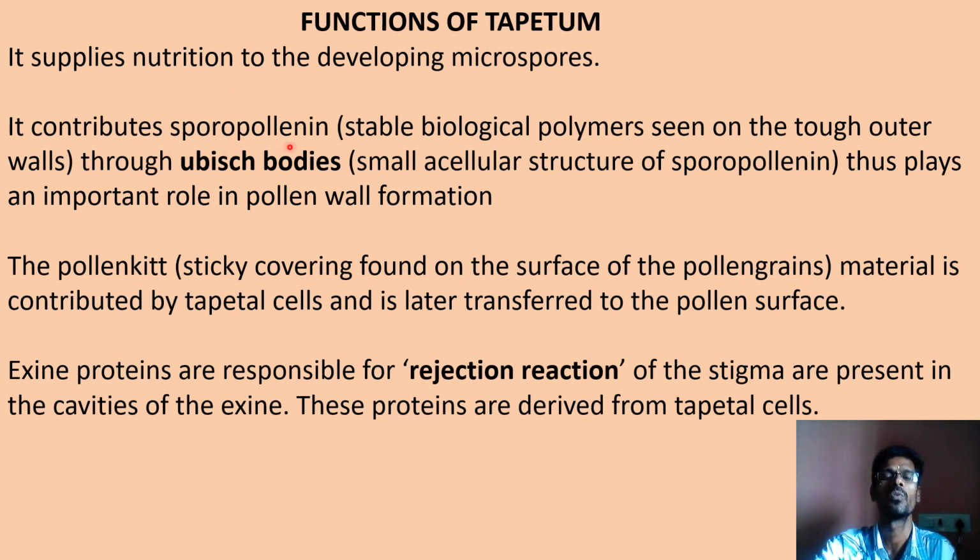It contributes sporopollenin, which is a biological polymer seen on the tough outer walls, through the Ubisch bodies. Ubisch bodies are small acellular structures of sporopollenin. Thus they play a vital role in pollen wall formation. The pollen kit is the sticky covering found on the surface of the pollen grains. These materials are contributed by the tapetal cells and are later transferred to the pollen surface. Exine proteins, present in the cavities of the exine, are responsible for the rejection reaction of the stigma. These proteins are derived from the tapetal cells.